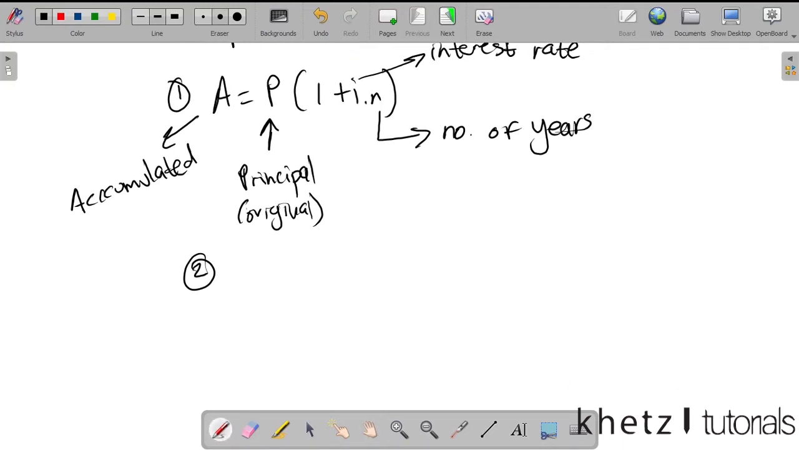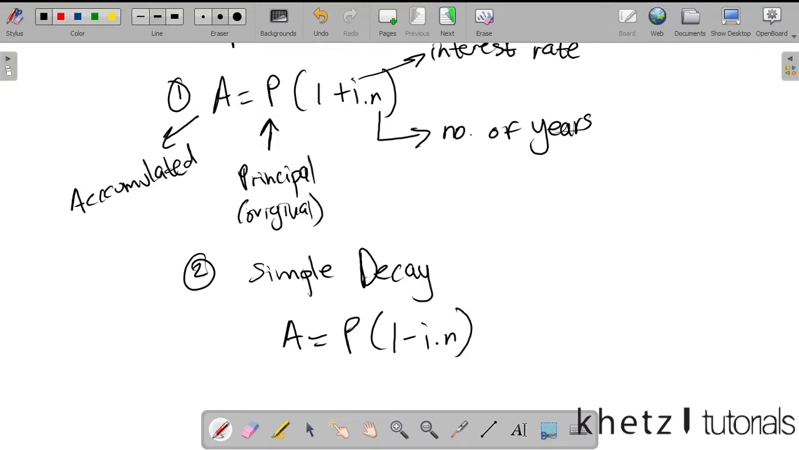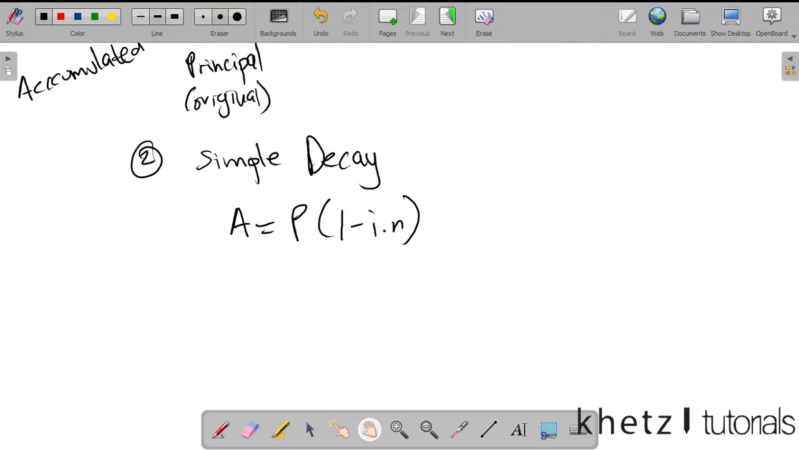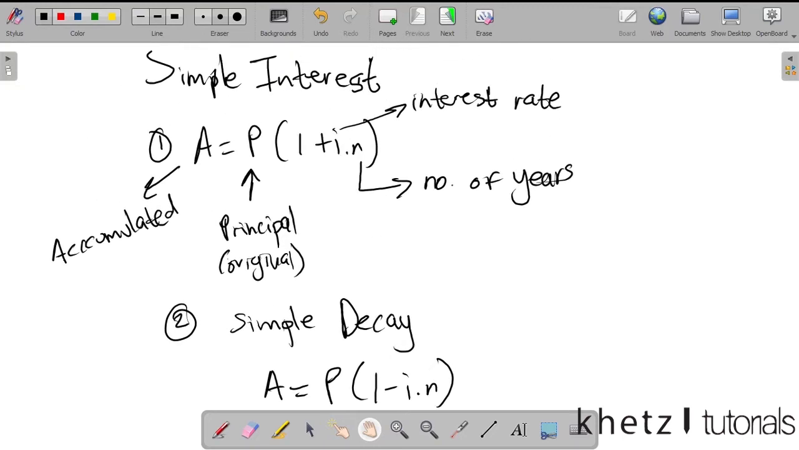We can also go in the negative direction and decrease a principal amount or a certain value which we have, and that would be called your straight line method, or your simple decay, shown by the following formula. It's basically the same formula, just that now we subtract the effect of the years on the interest rate. Everything is basically the same: A is your accumulated value, P is your principal amount, I would be your interest, and N would be your number of years. And that is all for this simple part.